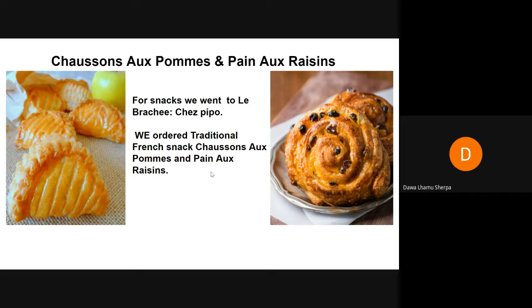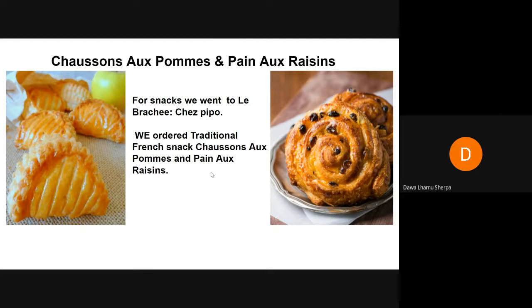These pastries made with butter and raisins were light, flaky, and deliciously buttery. To my surprise, it wasn't as dry as it looked. Instead, it tasted so good. One of the most memorable moments in France has to be tasting these two pastries. When we exited the restaurant, all I had in my mind was that as soon as I get back to my home country, Nepal, I will definitely try my hands at preparing these two snacks.